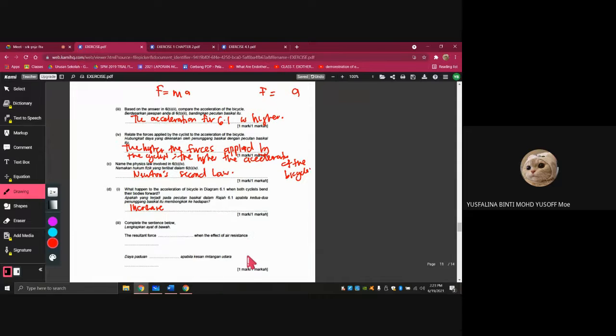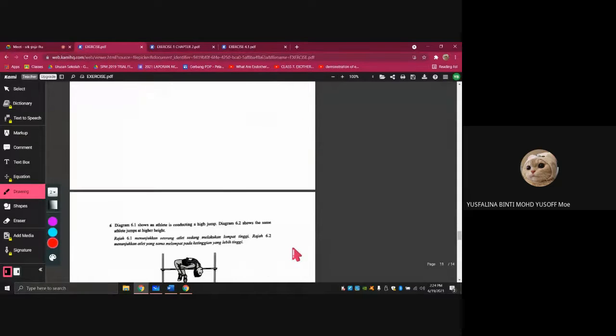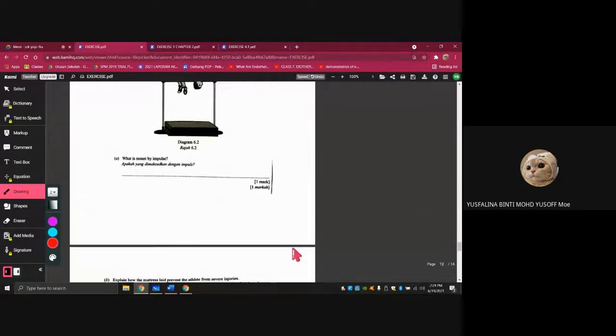For number 3, what happened to the resultant force when the effect of air resistance decreases? Any idea? The resultant force will increase or decrease? Yes. The resultant force will increase when the effect of air resistance decreases. Right, very good. Now let's move on to the last question.